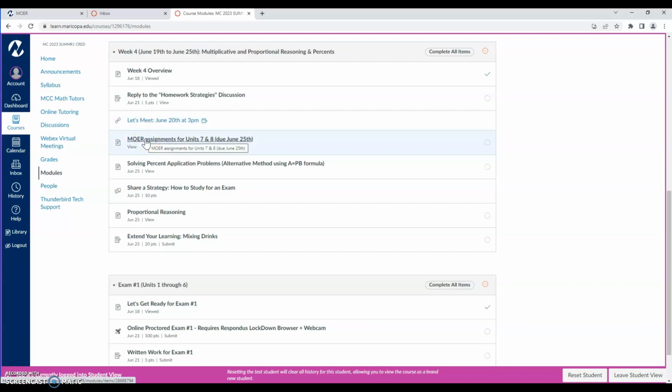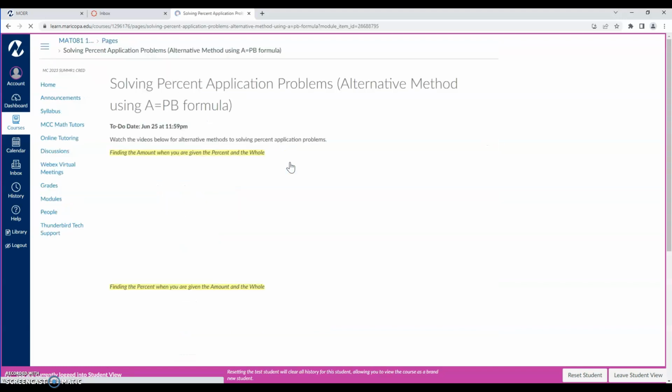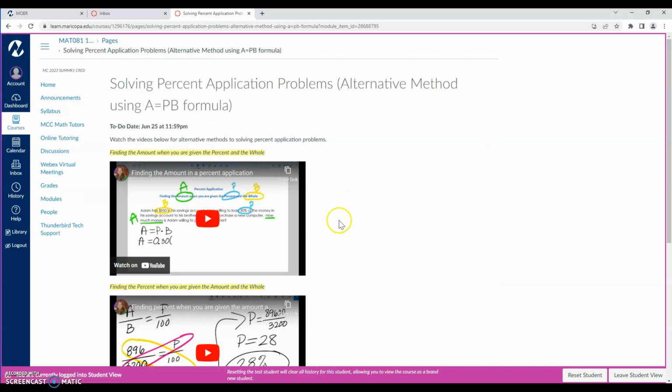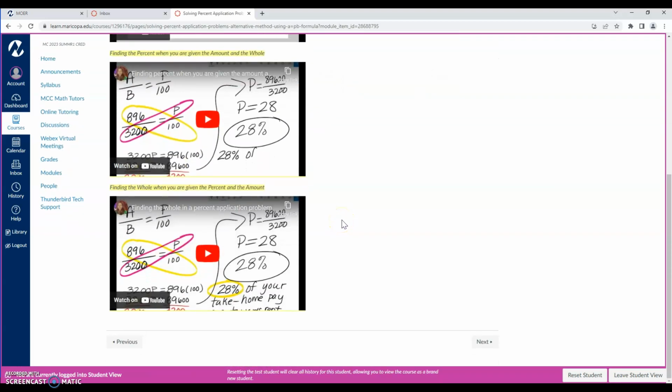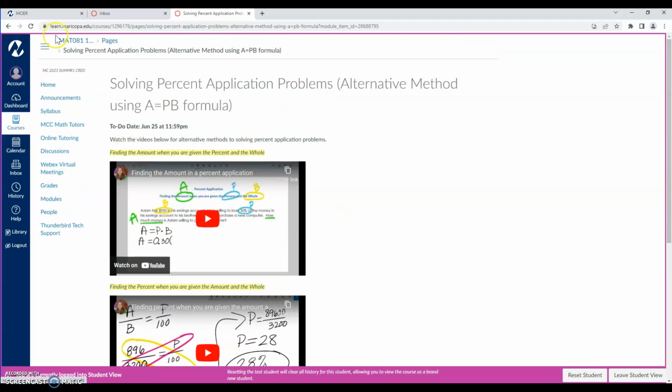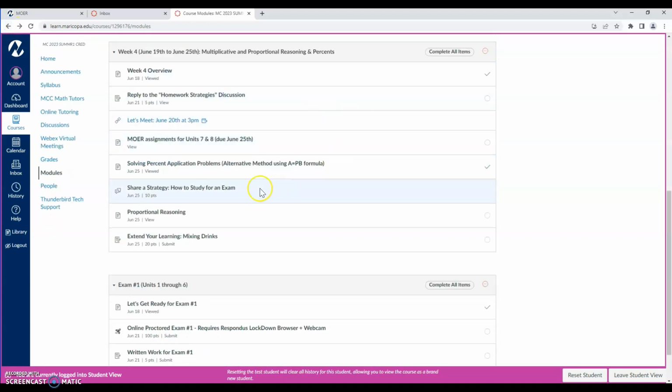And then by the end of the week, the 25th, you have your more assignments for units 7 and 8. In those units, you are going to be working on solving application problems using percentages. When you're watching the media lessons and more, the instructor demonstrates one particular method. However, I have some videos here for alternative methods using the A equals P times B or the amount equals percent times base formula. So I recommend you come to this page and also watch some of the alternative methods that I have here for you. So you can choose what method you think works best for you when you're solving those types of problems.